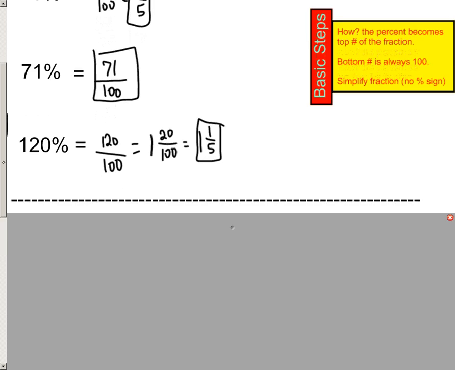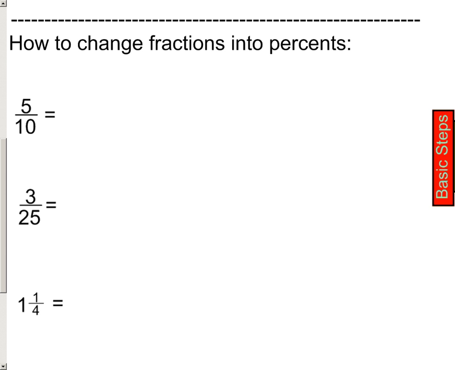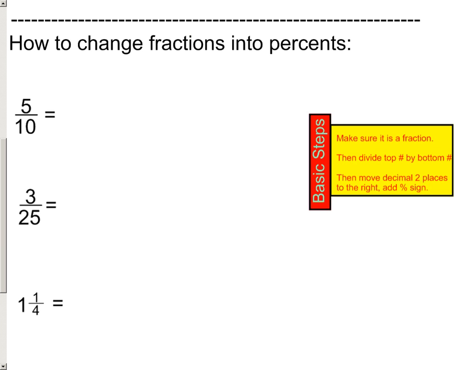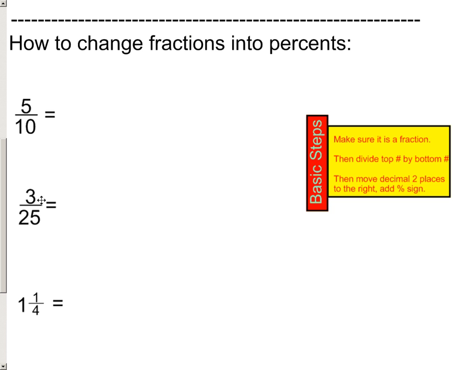When we're talking about taking a fraction to a percent, that one's not quite as easy, but it's not impossible. You get used to it, and I think you would still agree that it's not really difficult. Basically, here are the steps. We're going to make sure it's a fraction. So 5/10 is a fraction, 3/25 is a fraction. This is a mixed number. That's not a fraction, so we'd have to make this into an improper fraction. If it's already a fraction, good. If not, make it into an improper fraction.